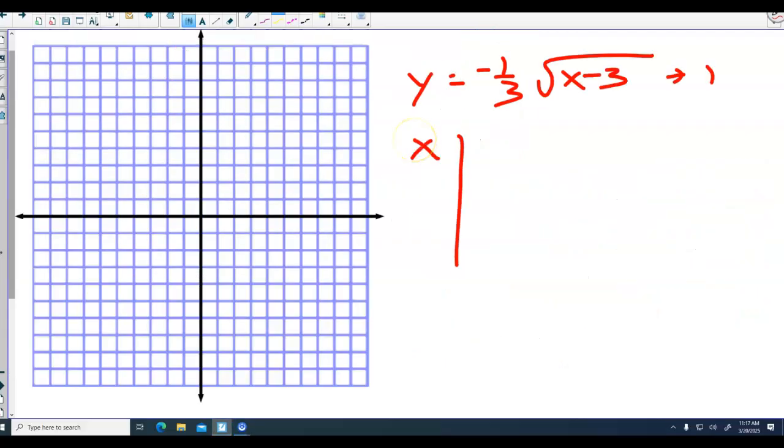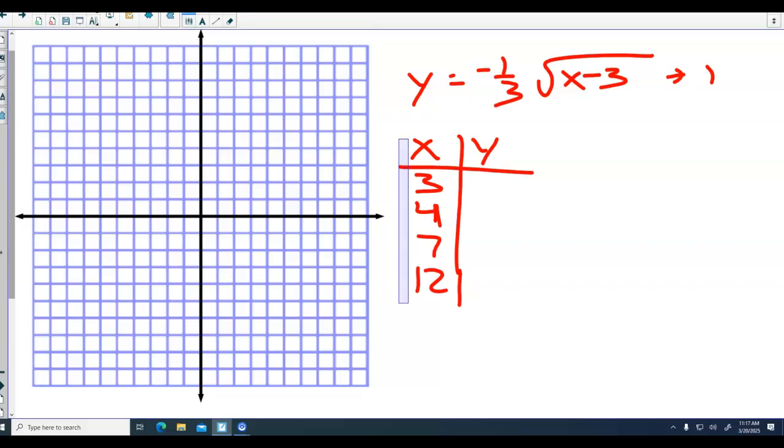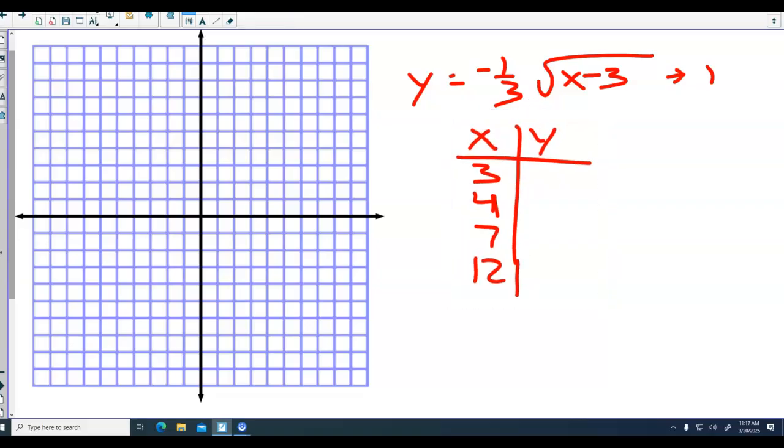So we have another square root. We've got to create perfect squares. 3 does that. 4 does that. 7 does that, and 12 does that. So the 12 will fly off the graph a little bit. That's okay. We'll do the best we can with it. We guesstimate a bit there.